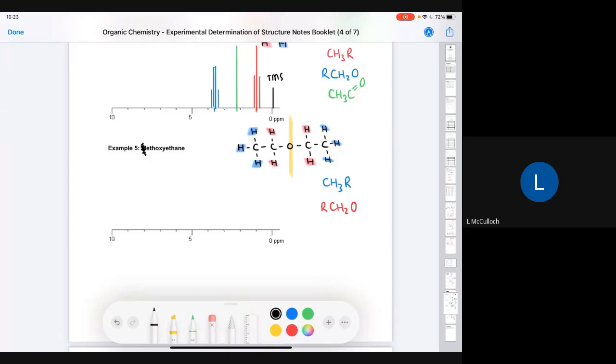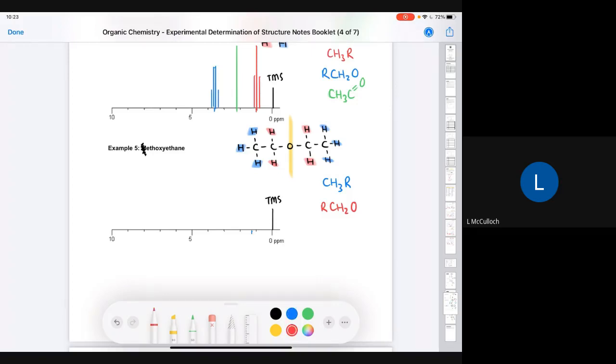So when we go to look at what this spectrum is going to look like, I'm going to start with my TMS peak. And then we're going to look and see where the blue and the red peaks are going to go. So for the blue peak, it's just a CH3 with an R. So that's the first line in the table. So that's going to be between 0.9 and 1.5. So I'm just going to pop a little marker in where that's going to go.